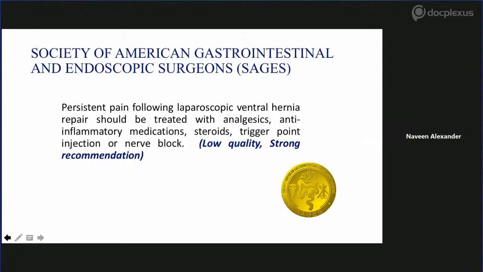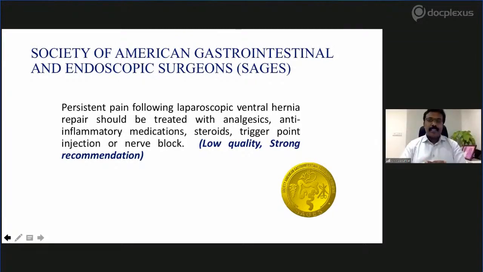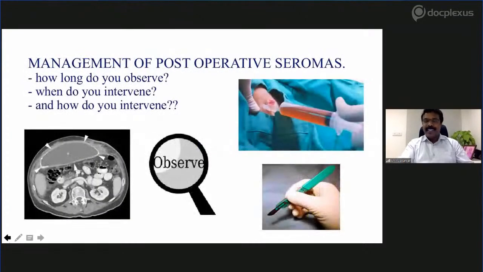Yes, sir. Persistent pain following laparoscopic ventral hernia repair should be treated with analgesics, anti-inflammatory medication, steroids, trigger point injection, nerve block. Otherwise, you have to go for removal of your tacks or sutures. What is the management of postoperative seroma? How long do you observe, when are you going to intervene, and how do you intervene?